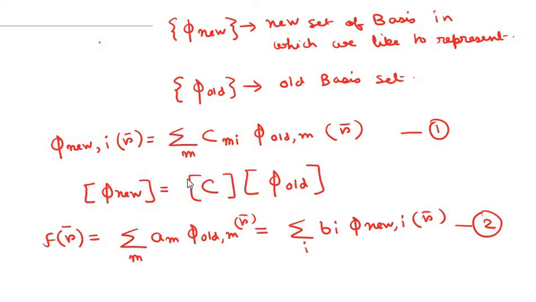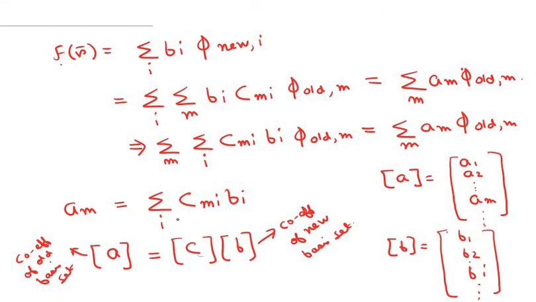Okay, so when it comes to the coefficients of the functions, that is these A's and B's, it's kind of the reverse. Here this matrix C is multiplying the old basis set to take it to the new basis set, and when it comes to the coefficients, this matrix C is multiplying the coefficients of the new basis set for a function and transforming it into the coefficients of the old basis set.